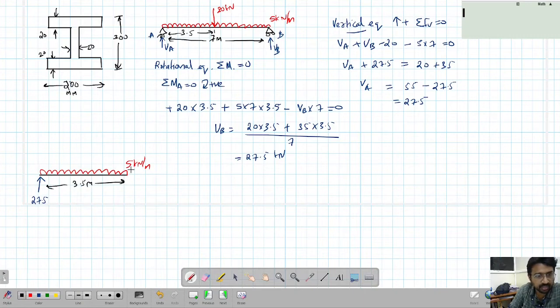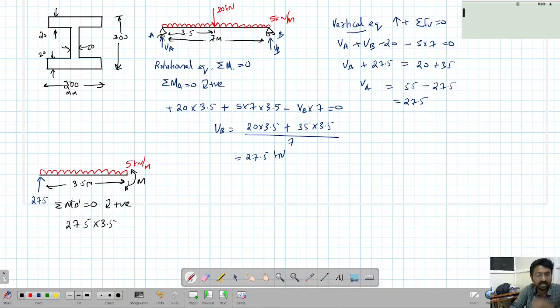Okay, so we can have a moment here, and we can also have a shear force here. I'm not drawing the shear force because the moment is only what we need. So that I call M. So summation of all moments about, let's say, B dash equals 0, clockwise positive. So that is 27.5 into 3.5, the moment due to this. I am trying to find the moment about this point.